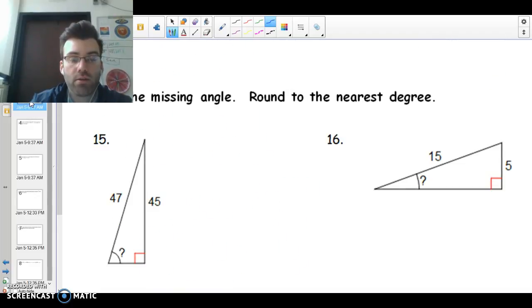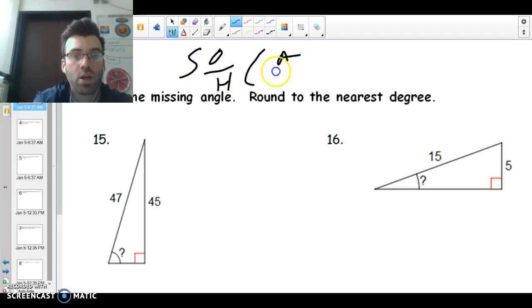Find the missing angle. Again, this is a right triangle, so we're going to have to use SOHCAHTOA. All right, so I'm going to make this question mark an X.